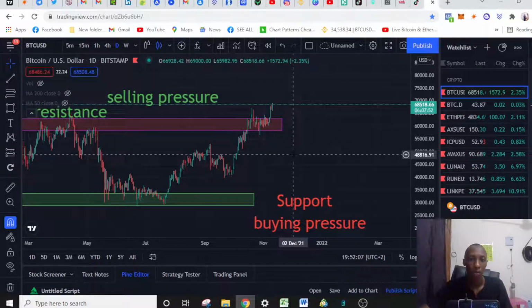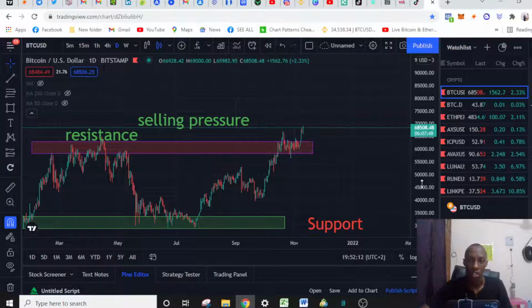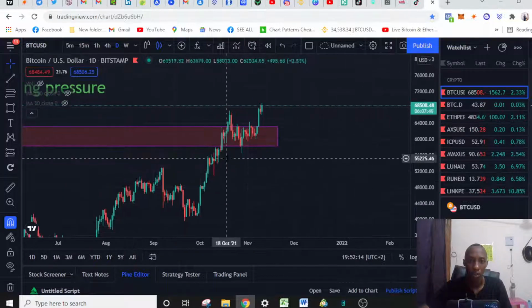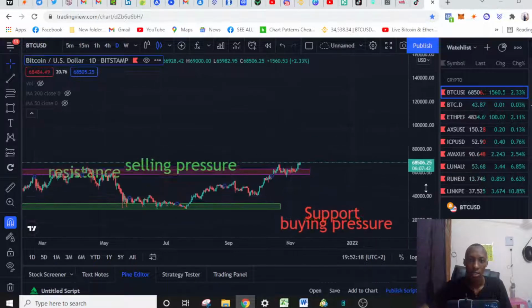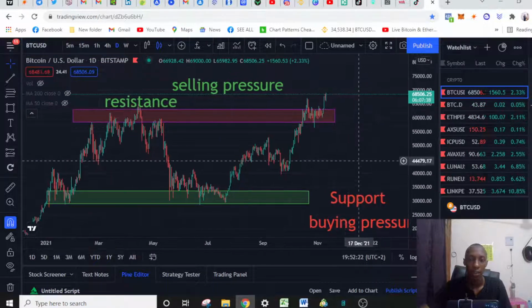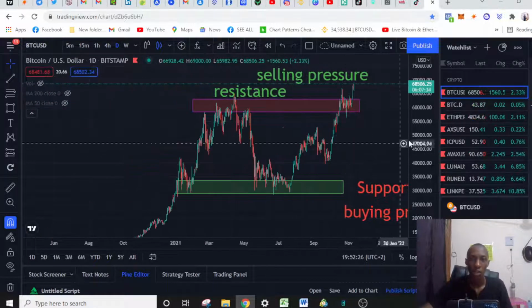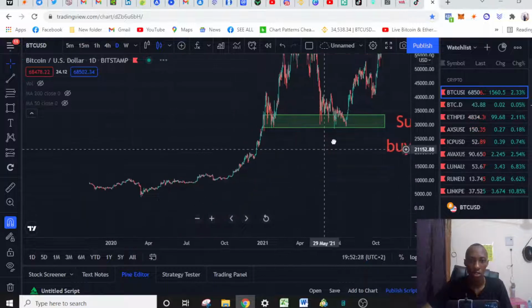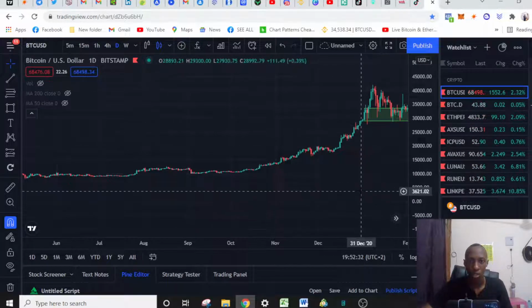But at the same time, because we are still in a bull run, buyers have shown their strength and they have made sure that they have passed through that, and probably we're going to see the price going higher and higher. So that's just basic, okay? And we can find support and resistance zones very easily in the chart. So let's just zoom out from that.